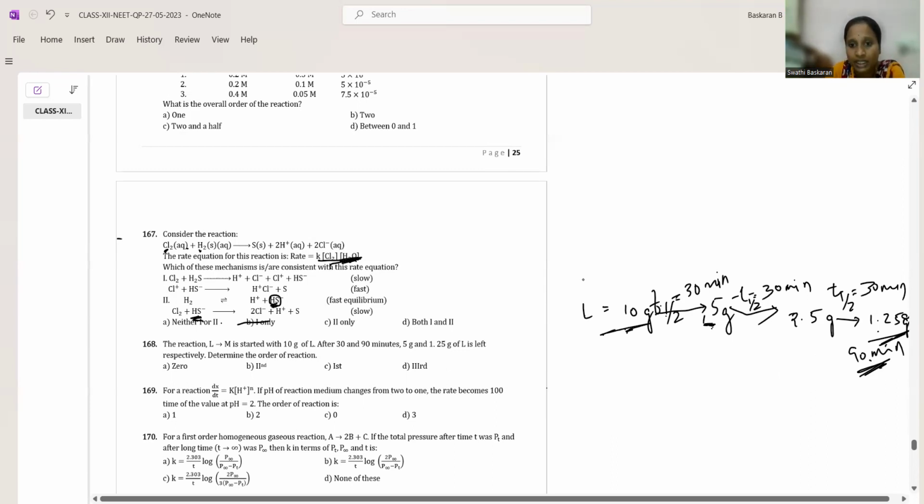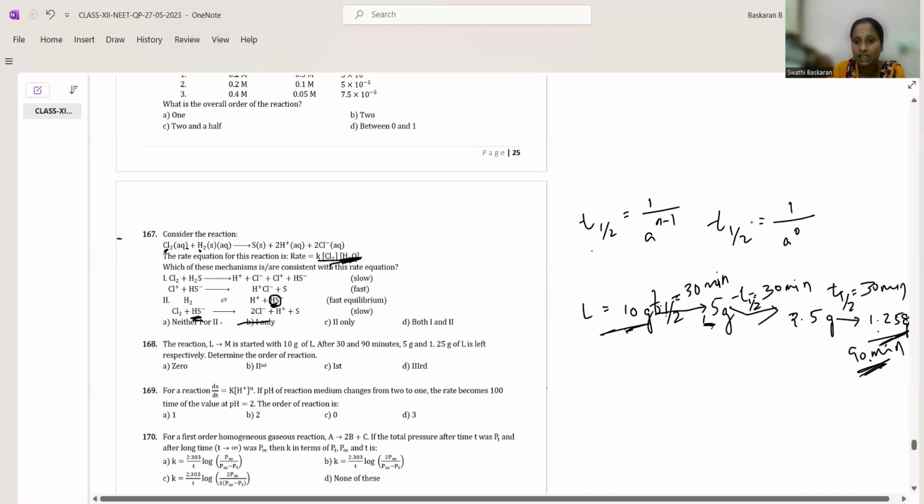We all know the nth order T half. So what is the nth order T half? T half of an nth order reaction is proportional to 1 by a power n minus 1. Now we all know that if you put the order n equal to 1, it will become a power 1 minus 1, which is equal to 0. So T half is proportional to 1 by a power 0, and a power 0 is equal to 1.